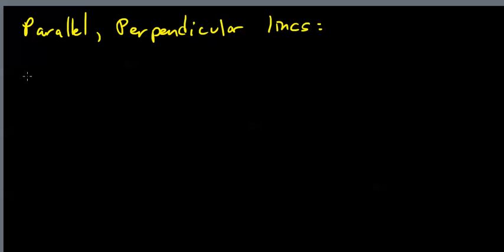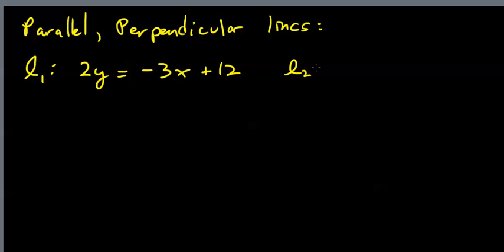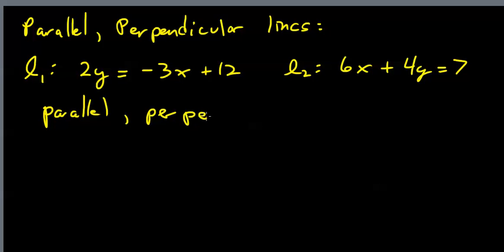Let me pose to you a question. Let's say I give you a line equation, and let's say it looks something like this: 2y = -3x + 12. And let's say I give you another line equation. This line equation is in standard form: 6x + 4y = 7. And let me ask you this question. Are these lines parallel? Are these lines perpendicular? Or are these lines neither? A familiar regions type question.